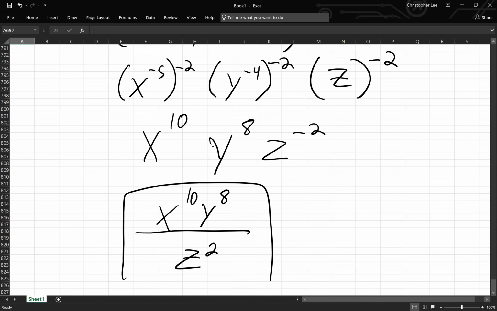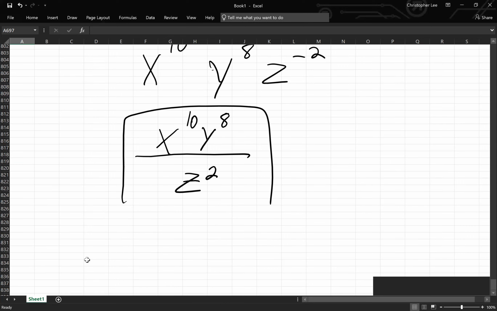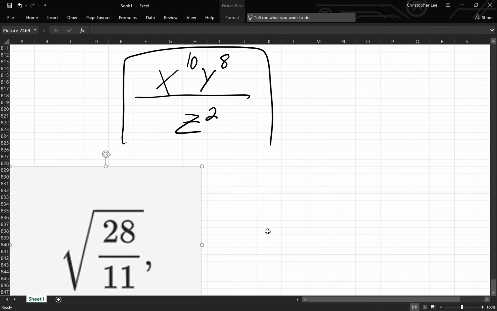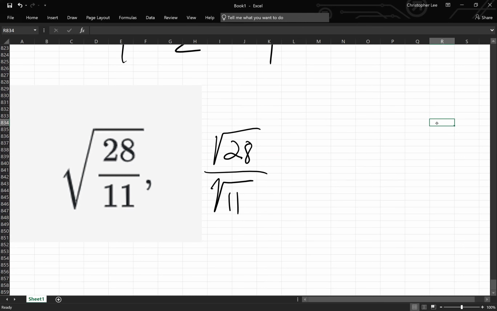Matter of fact, talking about radicals, check this one out. So I want to simplify this. Help me out. This becomes square root 28 over square root 11. Break down the 28 for me.